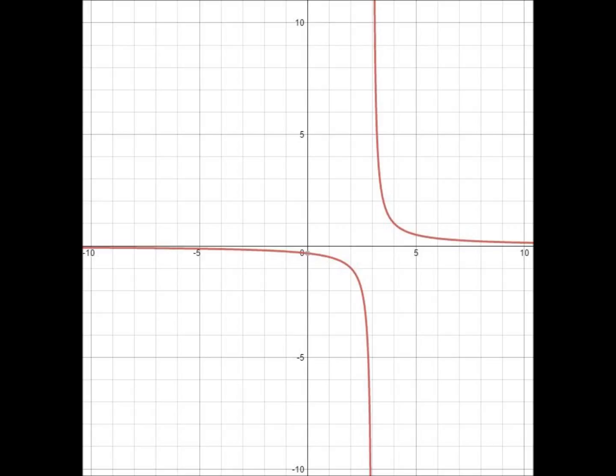The function can cross a horizontal asymptote in what are known as crossing points. To find the crossing point, divide the numerator by the denominator, set the remainder equal to 0, and then solve.